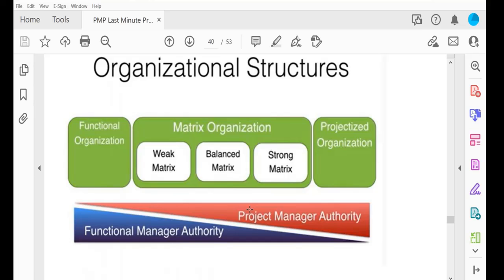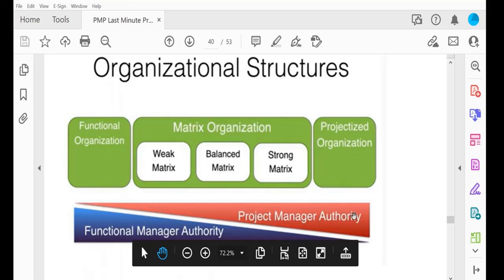When he makes the negotiation, he should bring the schedule, then resource work breakdown structure, then resource allocation, some kind of documents that he needs to bring with him to negotiate with the functional manager. And in a projectized organization, the PM is everything.